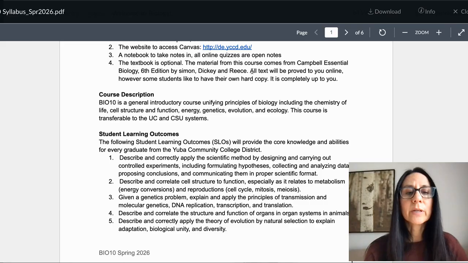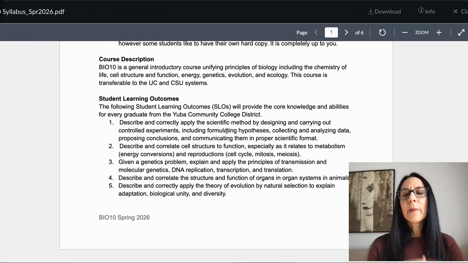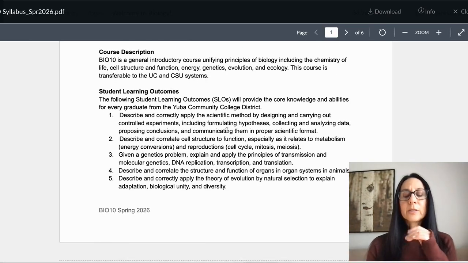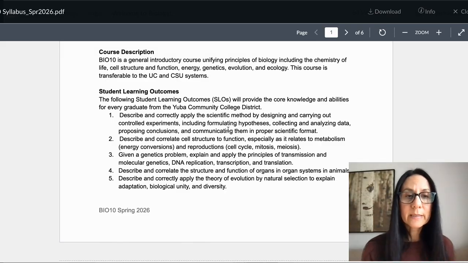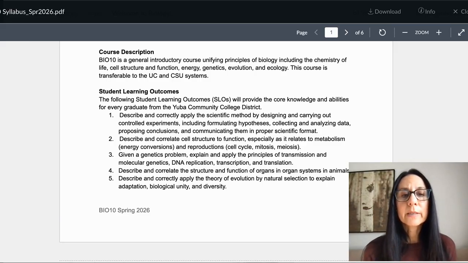Okay, here are the student learning outcomes. This is like my promise to you that this is what I'm going to go over, and so you need to be leaving this class knowing these things. I'm just going to go over them really quickly. The first one is to describe and correctly apply the scientific method by designing and carrying out controlled experiments, including formulating hypotheses, collecting and analyzing data, proposing conclusions, and communicating them in a proper scientific format.